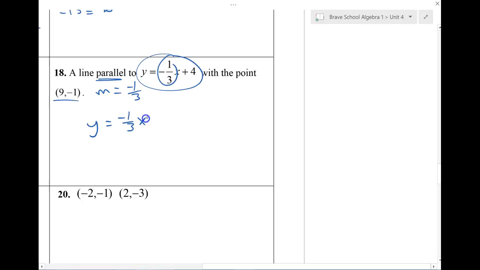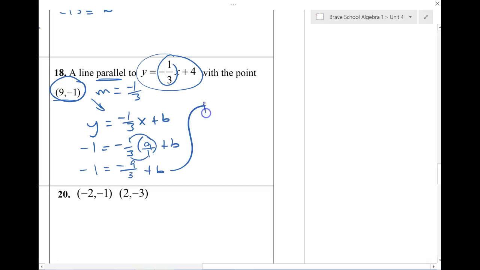y = -1/3 x + b. Then we take our point and plug it in. -1 equals -1/3 times 9 plus b. Okay, now in order to multiply a fraction, like we did before, we have to put this over 1. Multiply across. Negative 1 equals negative 9 over 3 times 1, 3. And then divide here. So negative 9 over 3 is negative 3.